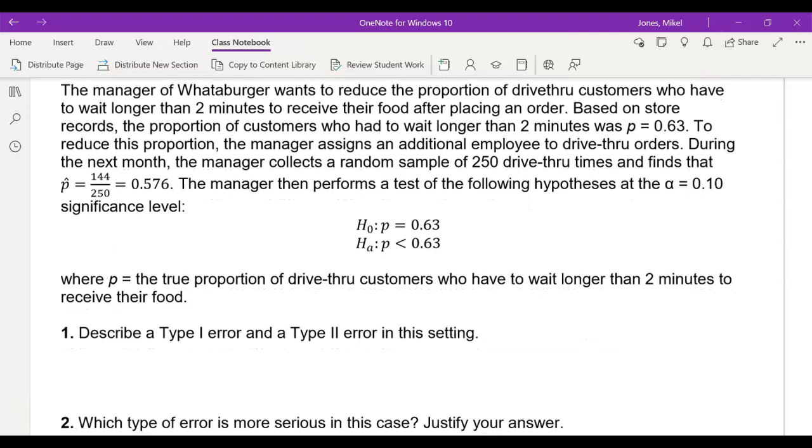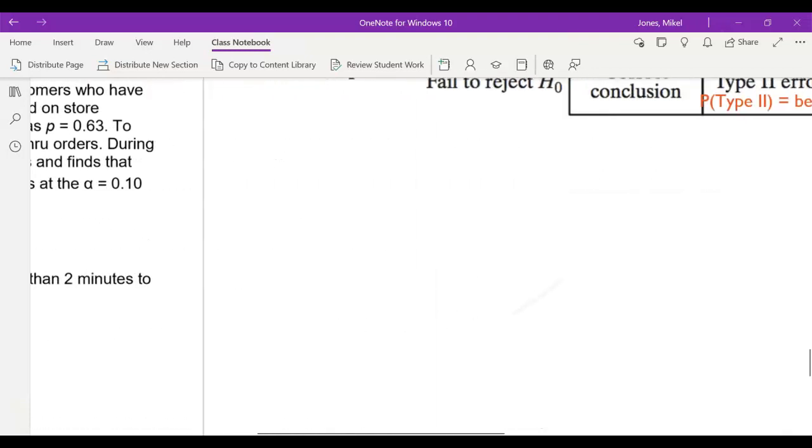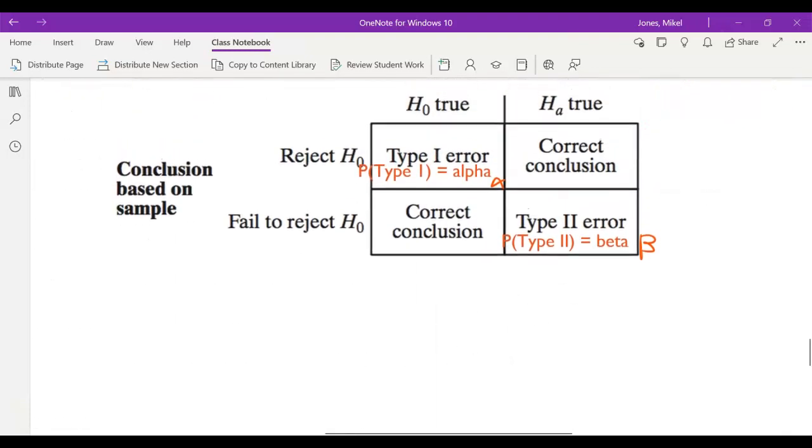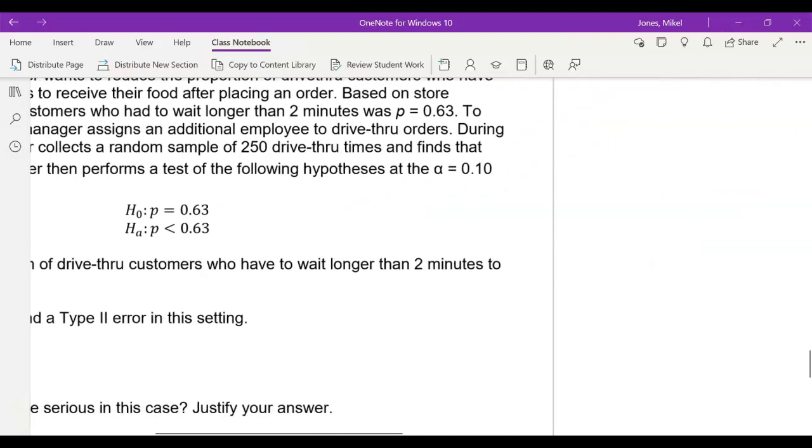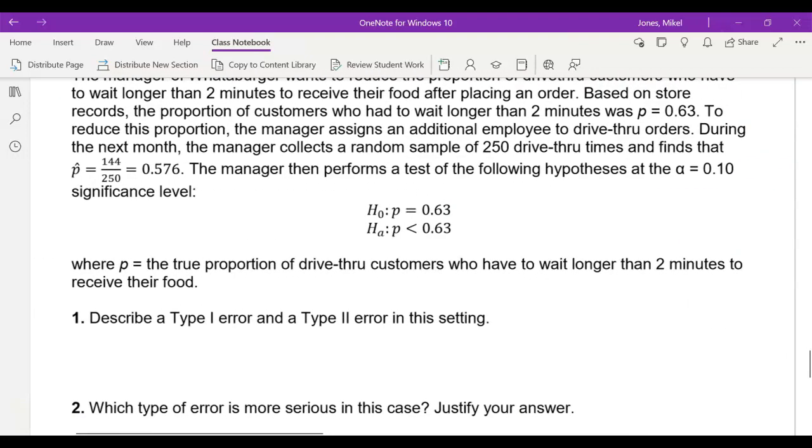Okay. Type 2 error, if I go back over here and look at my chart, type 2 error is that the HA is true, but I failed to reject the H0. So the type 2 error in this setting would be that adding the additional employee did indeed help the proportion go down, but he concluded that there wasn't enough evidence to say that it helped.